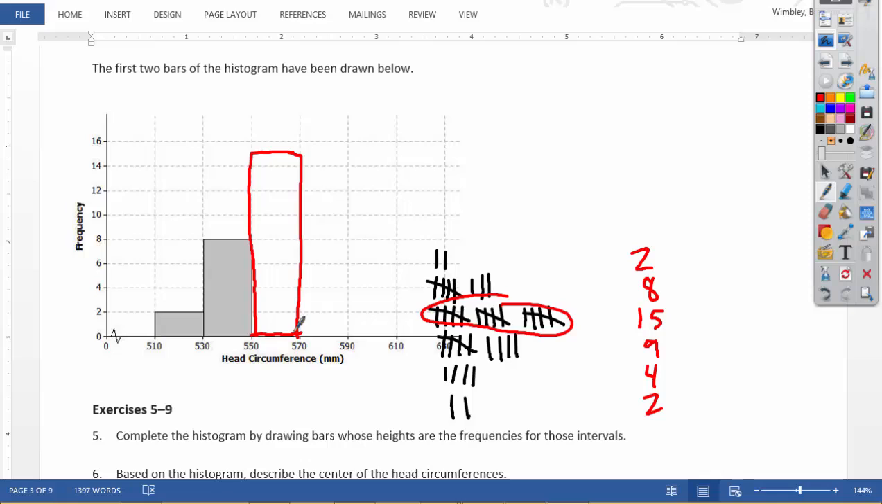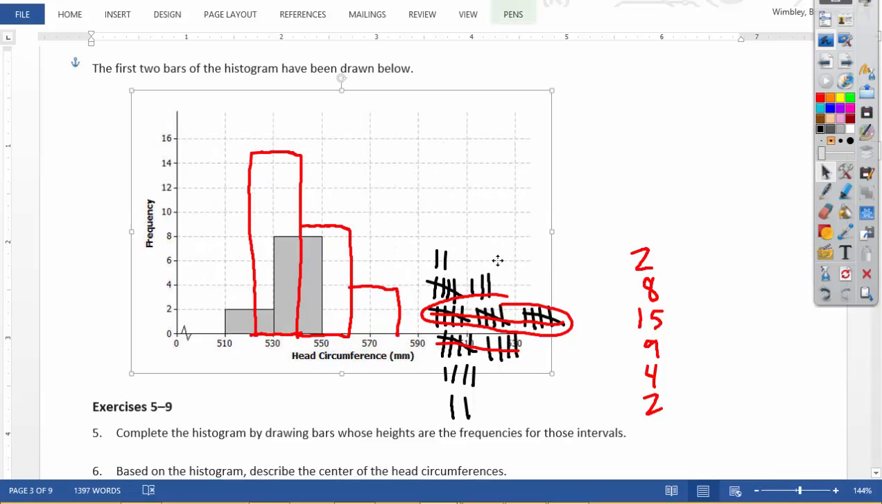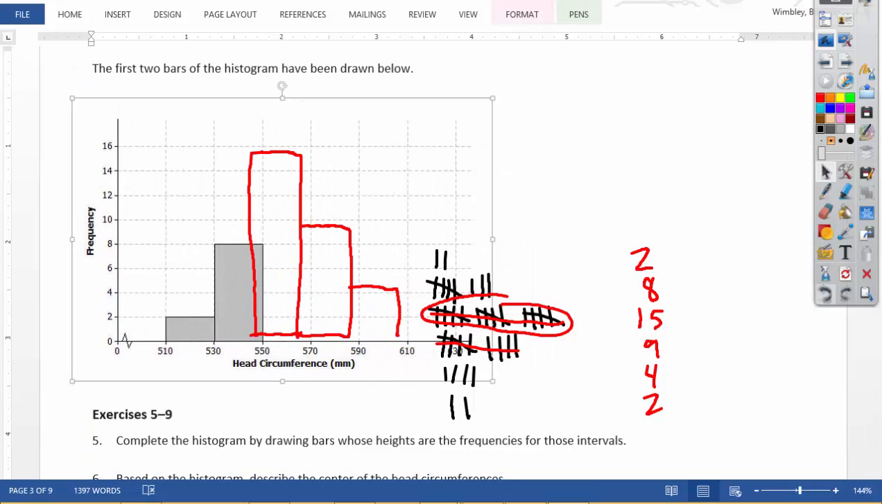And then my next one is what? 570 to 590. So that's going to be this group right here. So that's 9 high, in between 10 and 8. My next one is 4 high. And my last one is just 2. So let's see if I can move all of this over.